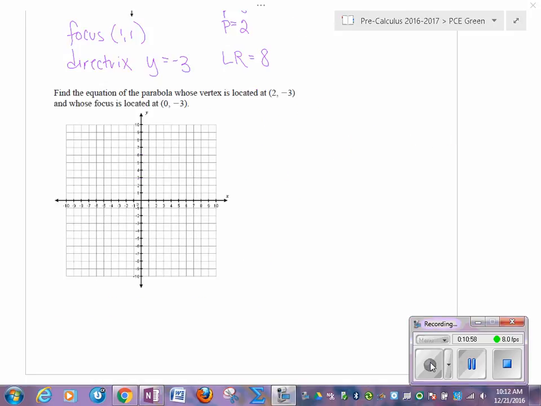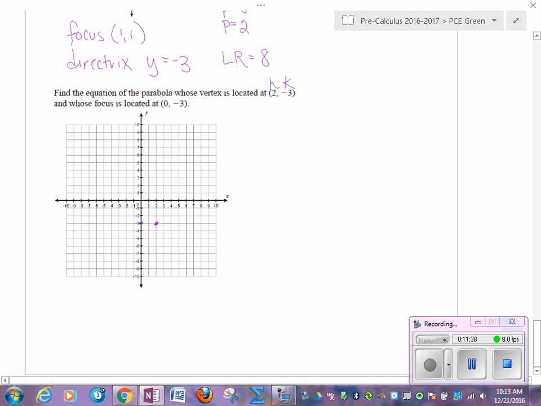All right, for our last example, we're going to find the equation of the parabola whose vertex is located at (2, -3). So remember, your vertex gives you an h and a k value. And the focus is located at (0, -3). So one of the key things to your conic section is to graph. Even if this just says find the equation, a lot of times it's easier if you graph information that you know. It'll help you identify which direction your graphs may be opening, which way they are elongating when we get into ellipses. So in this case, my vertex is located at (2, -3), and my focus is at (0, -3).